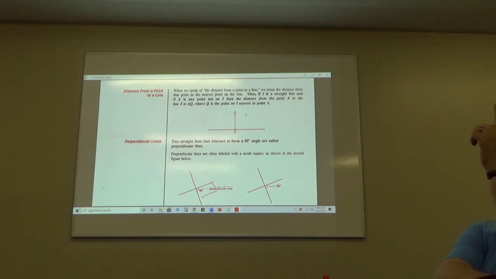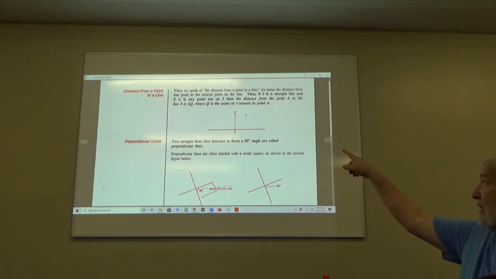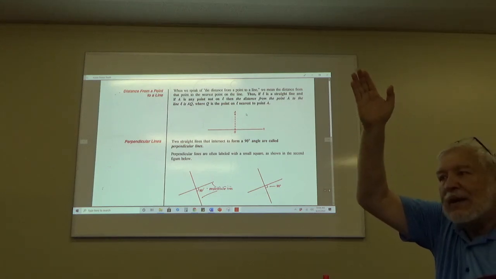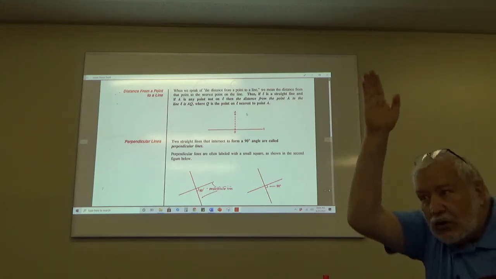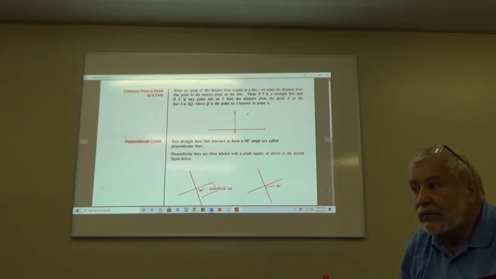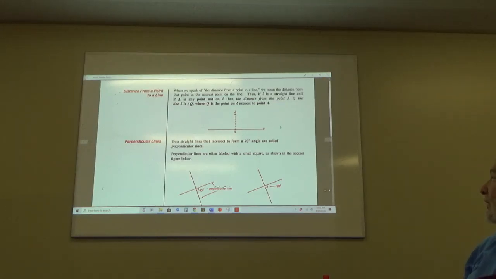Of an altitude. It's perpendicular, so the angle will measure 90 degrees, right? That's perpendicular. That's an altitude, right? Well, we're going to use a similar thing. When we talk about the distance from A to the line, we're talking about an altitude going perpendicular, going straight down to the line. Okay? Now, we're going to agree that that's what's going to be distance.